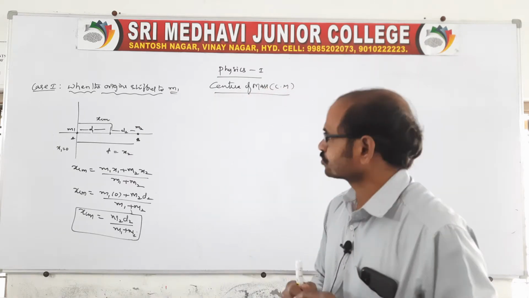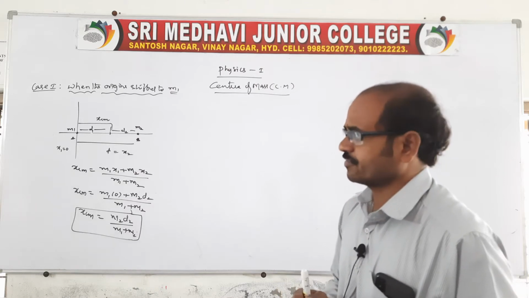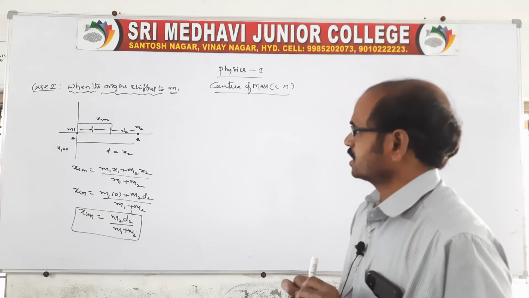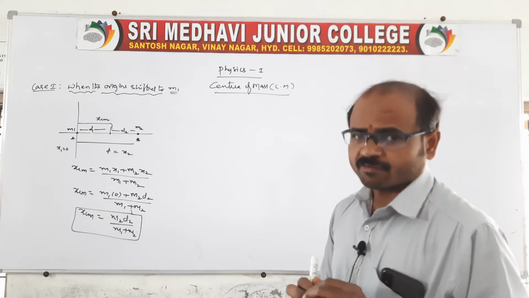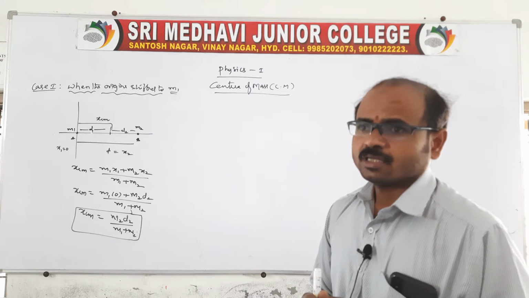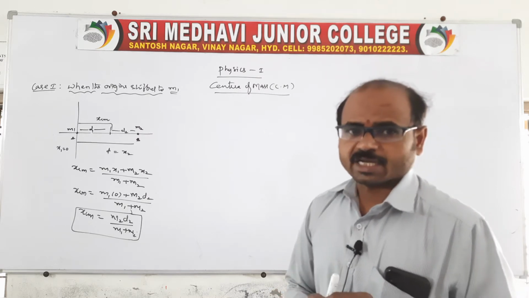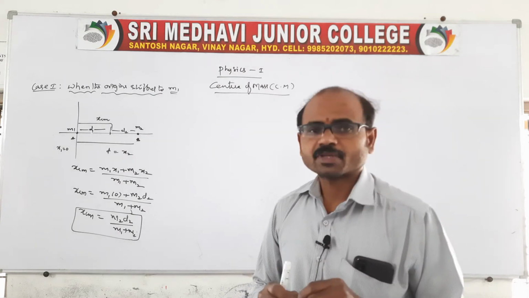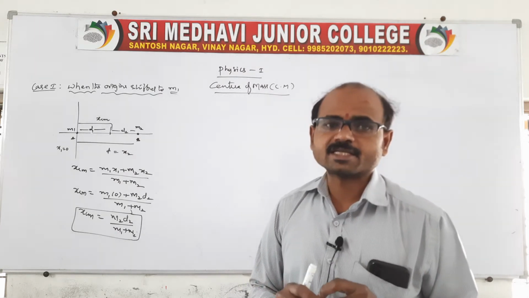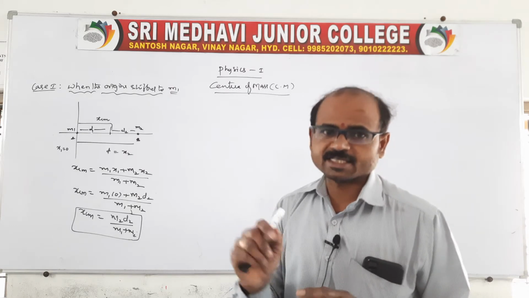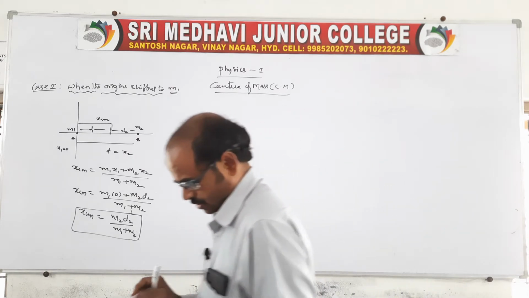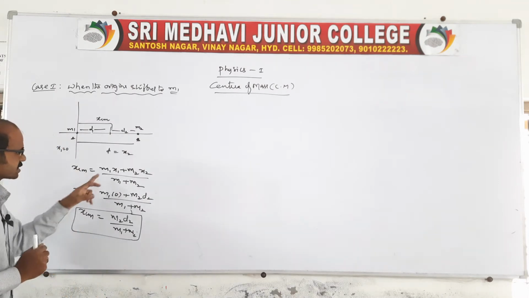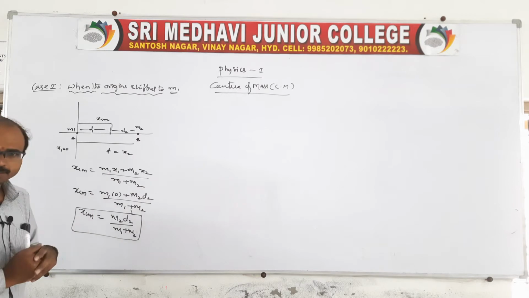Now let us know about one dimension. In the previous class we discussed the position of a center of mass in one dimension, nothing but along a straight line. For a straight line that consists of n number of particles, the center of mass position will be xcm, because it is along the x axis. So xcm is equal to, for a two particle system, m1 x1 plus m2 x2 by m1 plus m2.